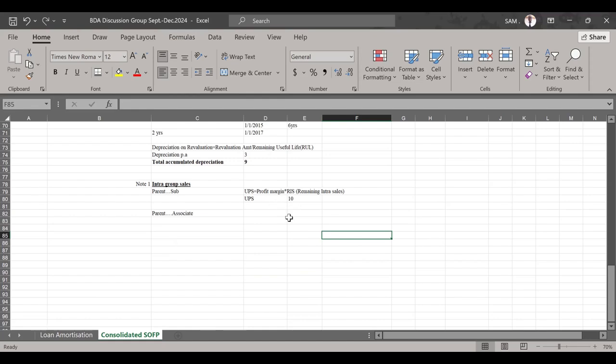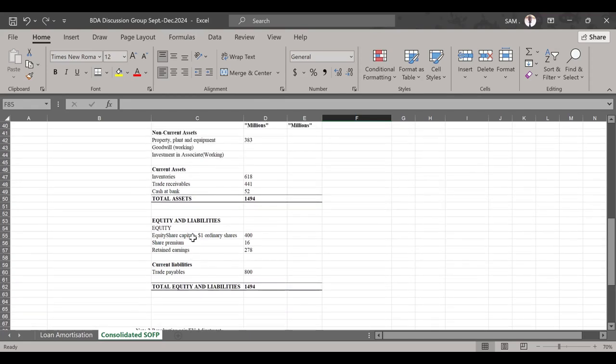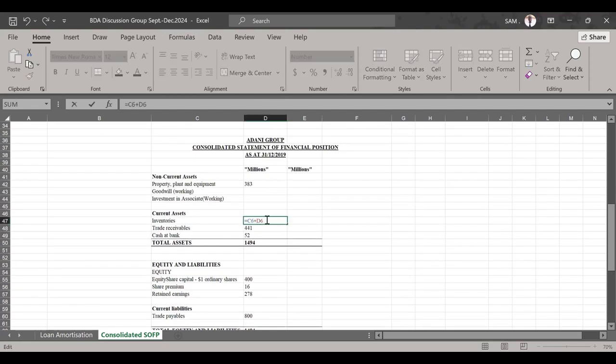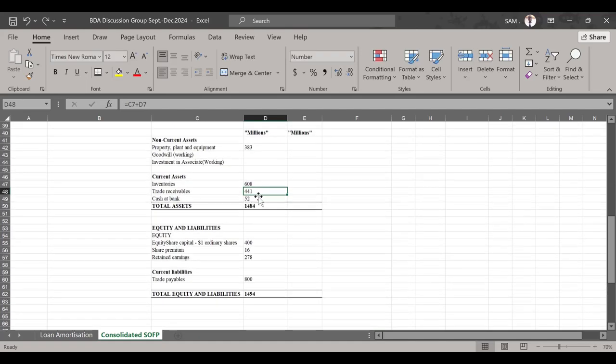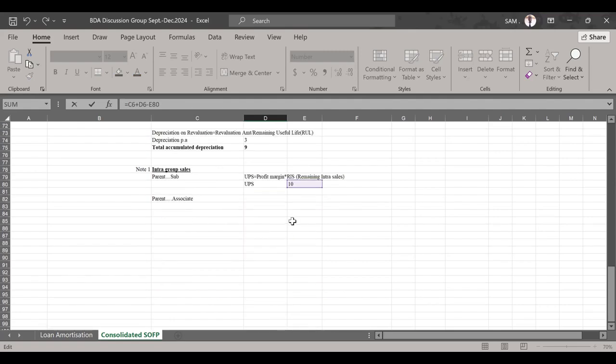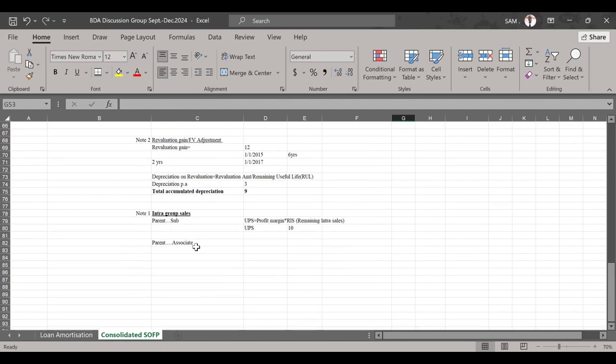Now, this unrealized profit on stock, we are going to deduct it from our consolidated inventory figure in the consolidated statement of financial position here. So I'm going to deduct the 10. Have I deducted it from here? Yes, that is correct. So we deducted from our inventory figure like that. Now, let us move to the second part.